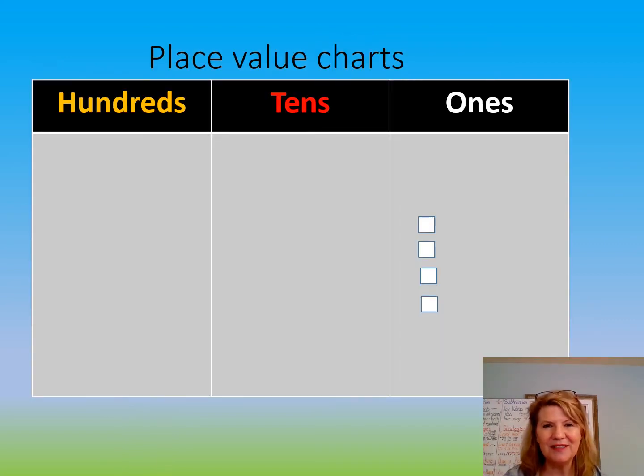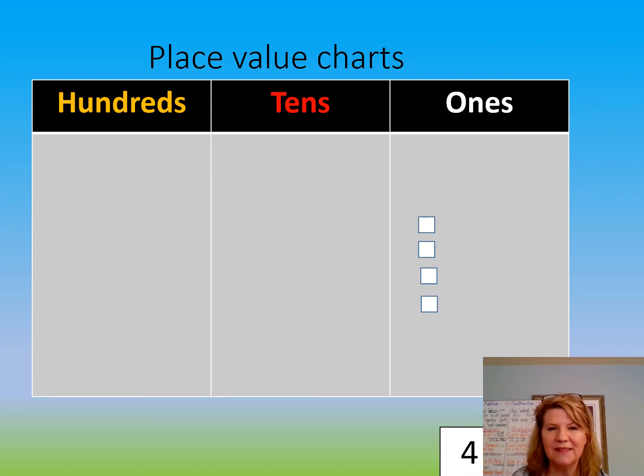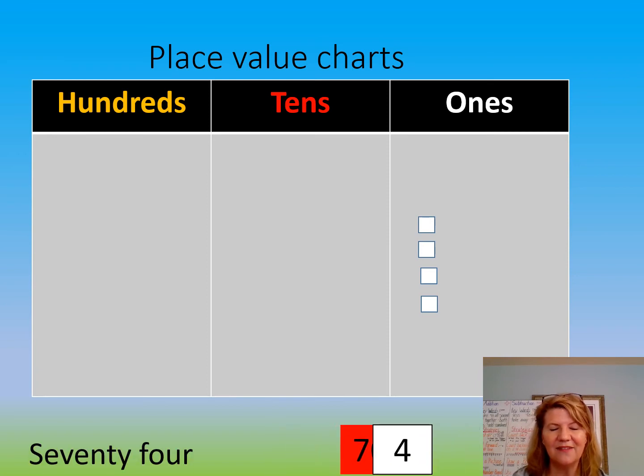I used yellow rods this time for the tens place. Can you turn and tell your partner how many rods there are? Did you say 7? And how many ones do you see? Turn and tell your partner. How many in all? We have 4 ones. 7 rods is 70. So we have 74 in all.